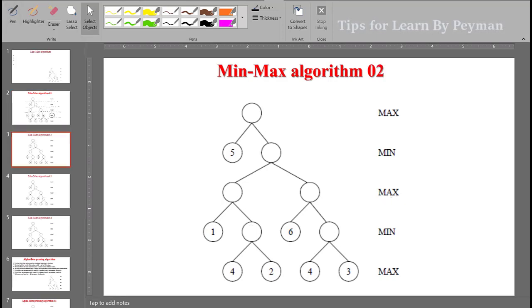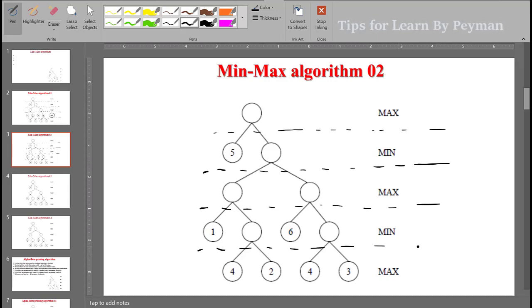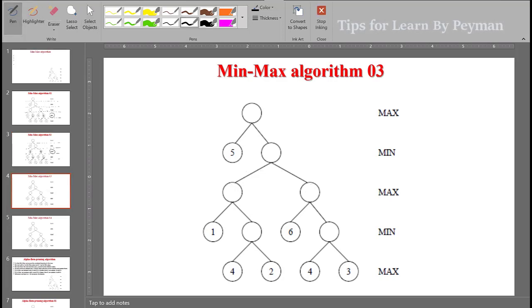So in this step, we have this one, so again I separate it here, and as you can see, here we just choose 2 here and 3 here. And now in the second step we are at the maximum level. In the maximum level we try to take the maximum value. Between 2 and 1 we choose 2, and between 6 and 3 we choose 6 here, and we go to the next level.